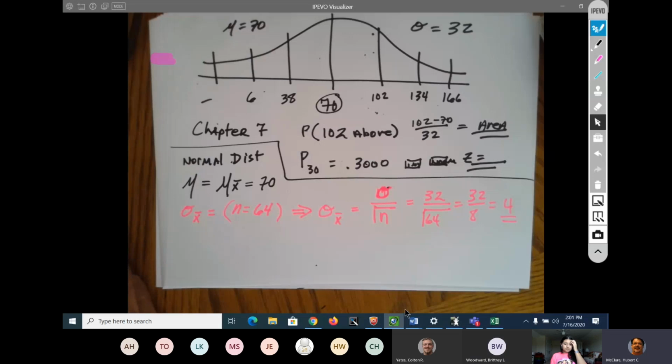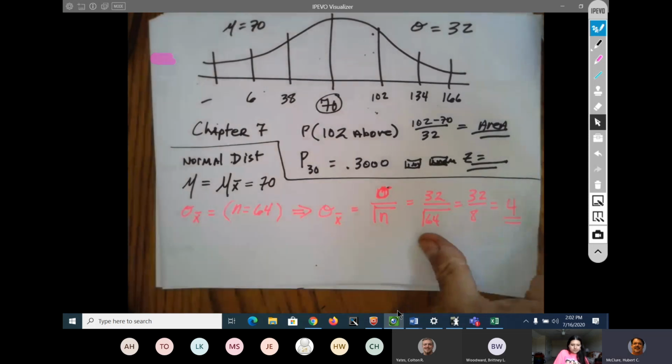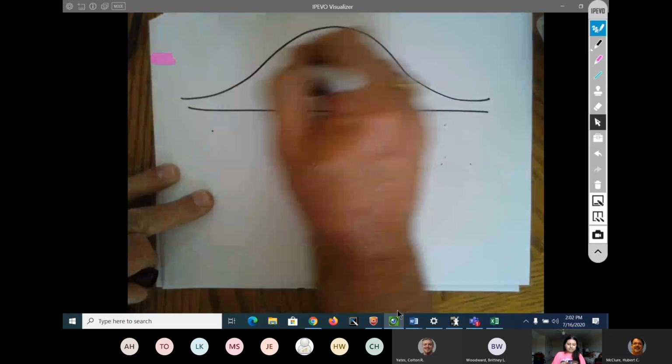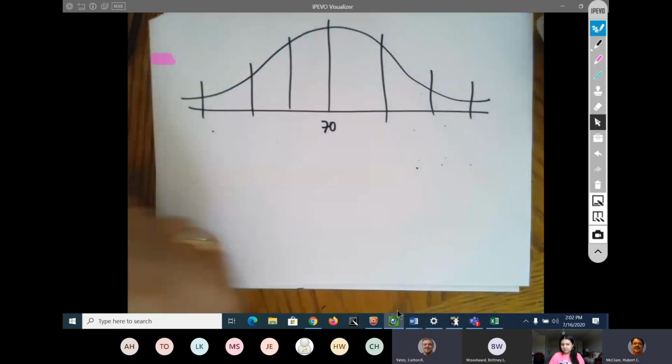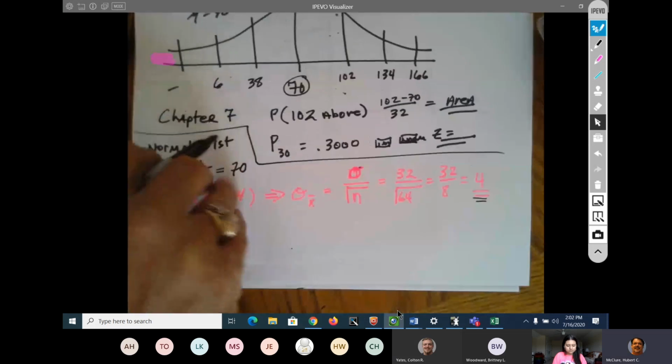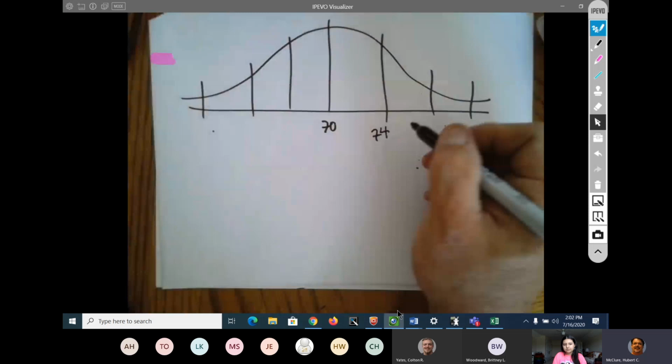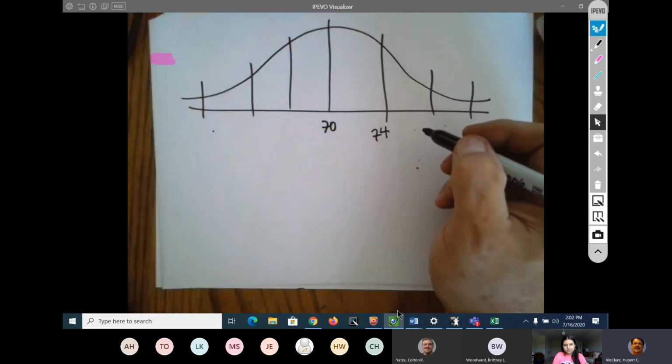And the question they're asking is, what is above 77? What is below 61.6? And what is between 64.8 and 80 or 79.6? So I'm going to draw a new picture. And this time, what is the mean? 70. And what is the standard deviation? 4. And this is based on those 64 people that were picked after the survey.